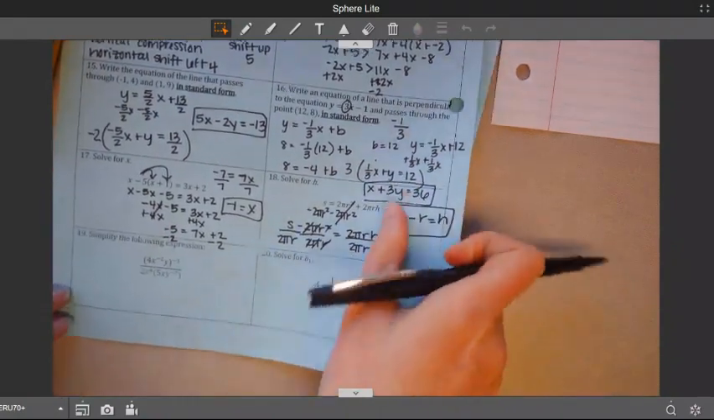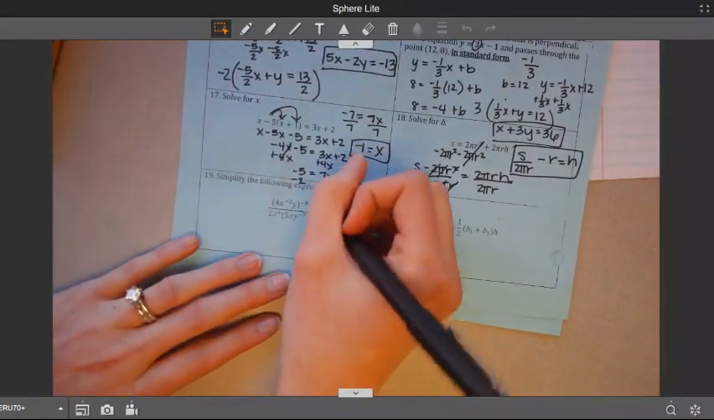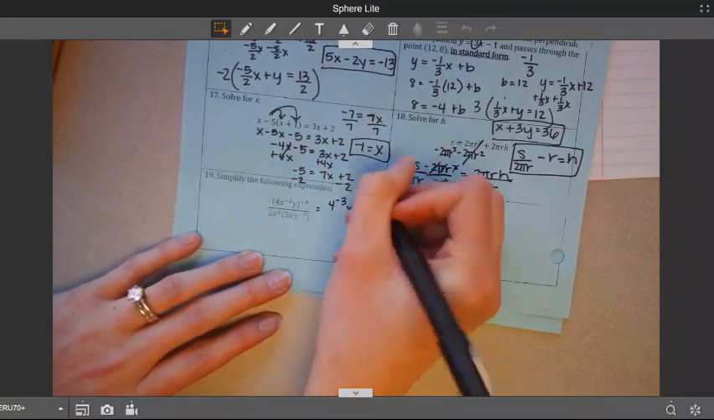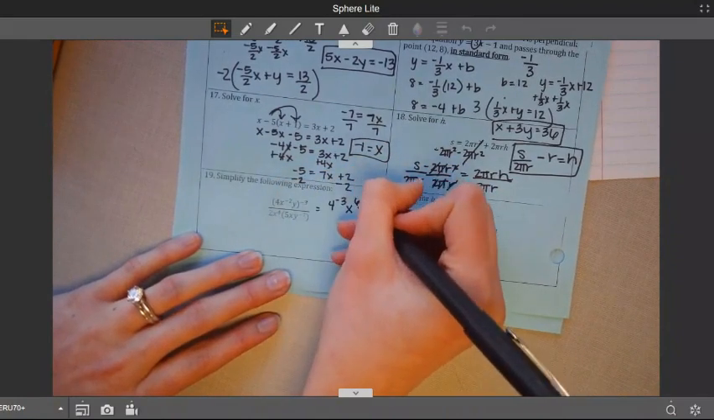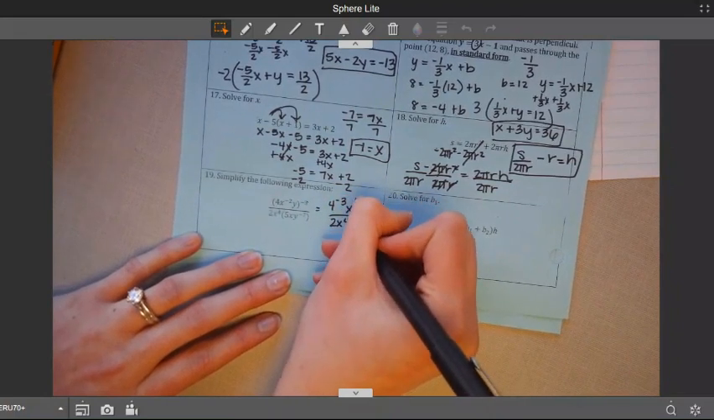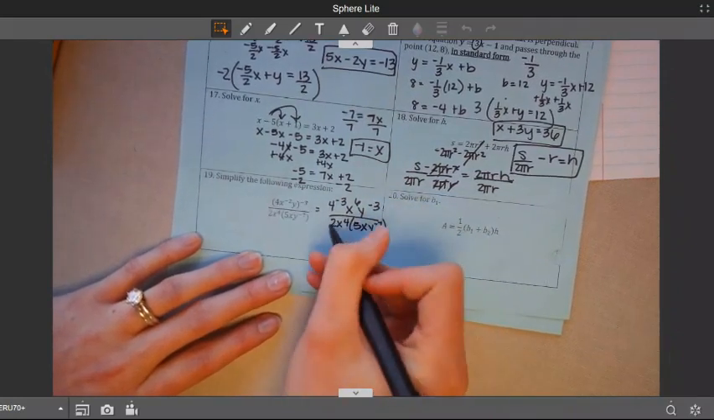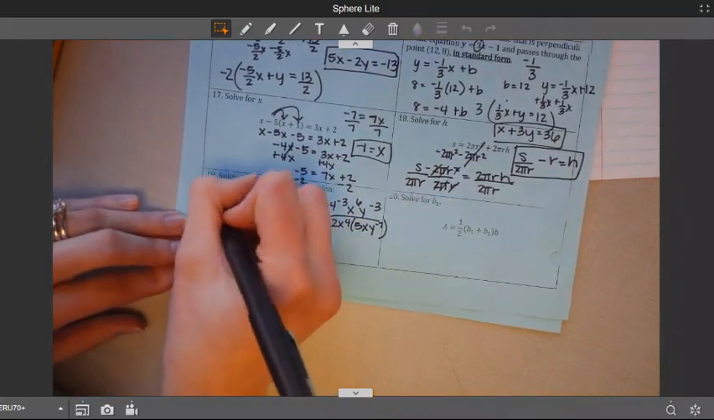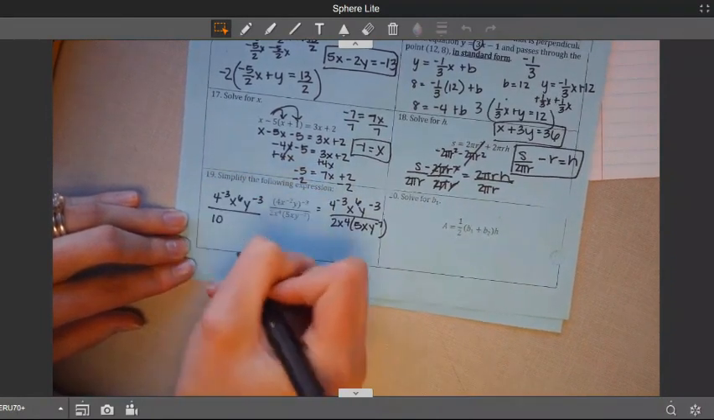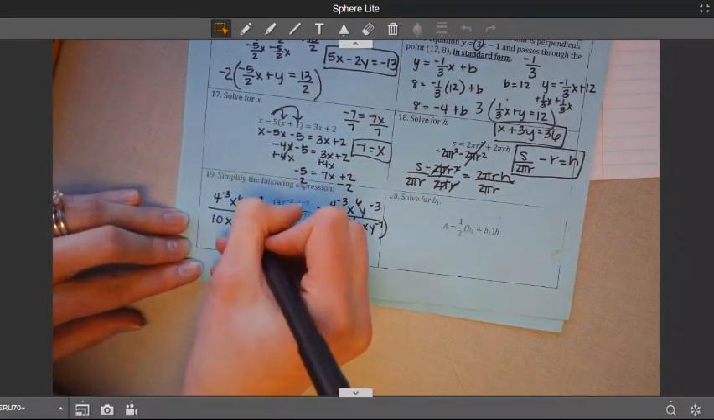Okay, 19, simplify the following expression. We have our exponents. So negative 3 gets distributed to all of this, so I get 4 to the negative 3. Negative 3 times negative 2 is x to the 6th, and then y to the negative 3. And then I get 2x to the 4th times 5x y to the negative 7th. Going to multiply the bottom. 2 times 5 is 10. So we get 4 to the negative 3, x to the 6th. I get 10. x to the 4th times x is just going to be x to the 5th. And then we have y to the negative 7th.